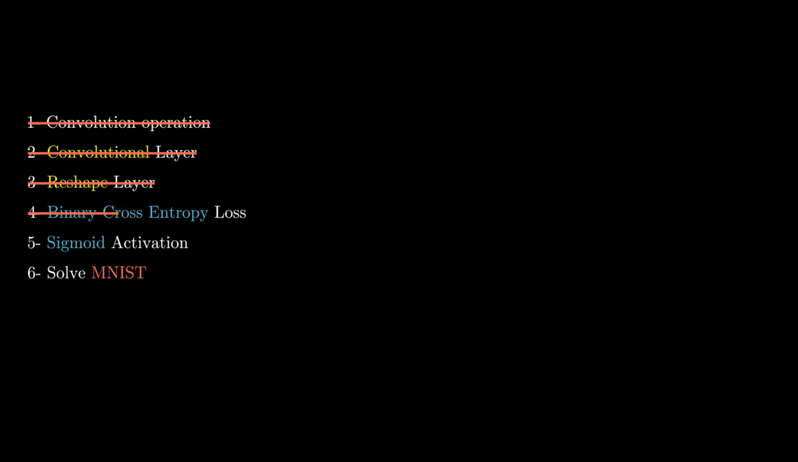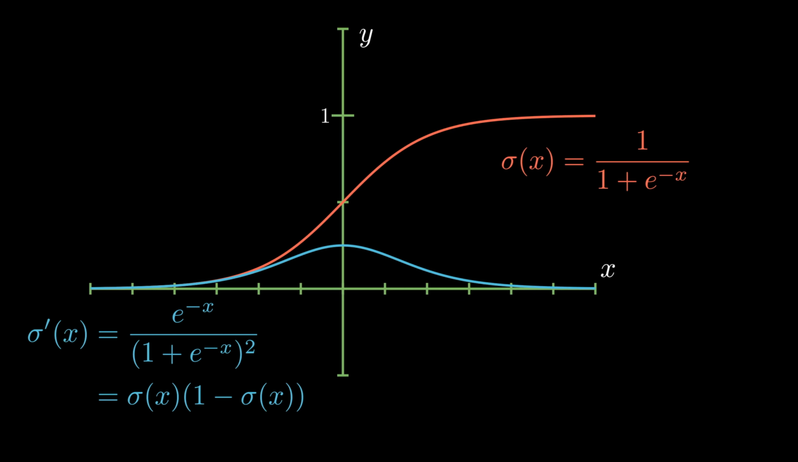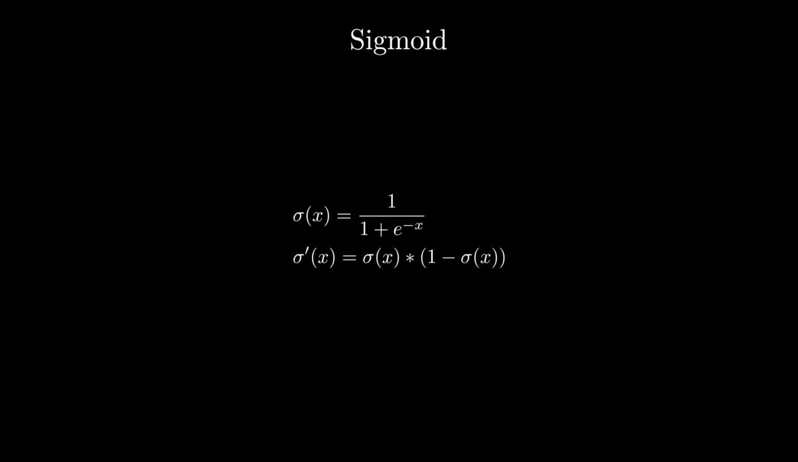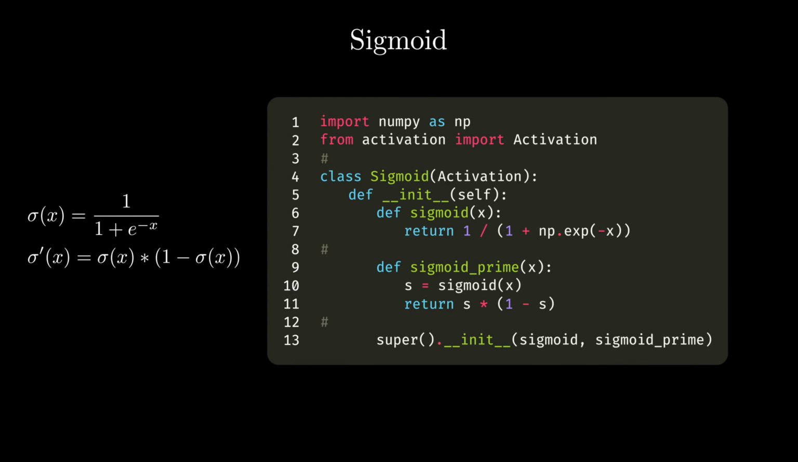The last step before we can implement a convolutional neural network is the sigmoid activation. The sigmoid activation is defined as 1 over 1 plus the exponential of minus x. As I already said, it is bounded in between 0 and 1. Its derivative can be expressed in terms of the function sigmoid itself, and it looks like this. We implement both of these functions by creating a new class that inherits from the base activation class that we created in the previous video.